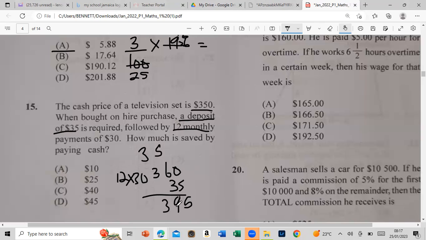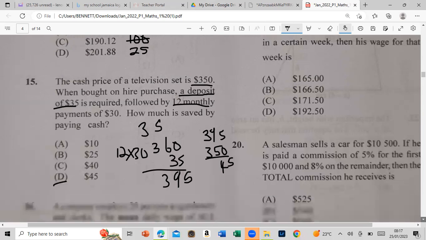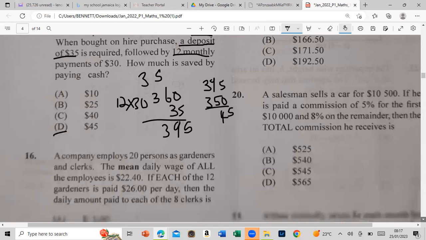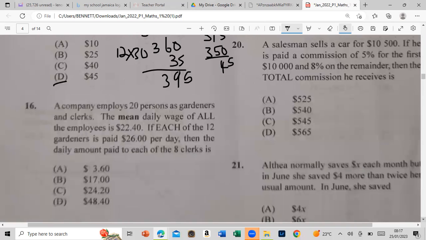So we're going to subtract 395 minus the original 350, which is the cash price. So if you buy with cash, you save $45. Alright. Remember guys, I don't get to finish it. Just go back for part 2.